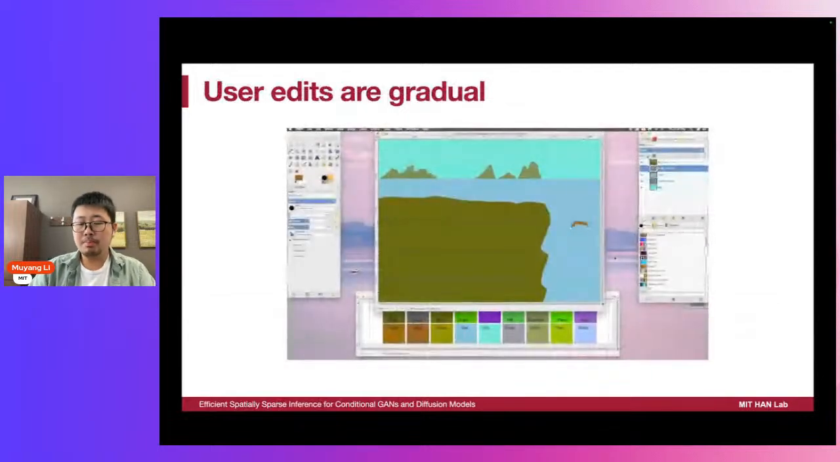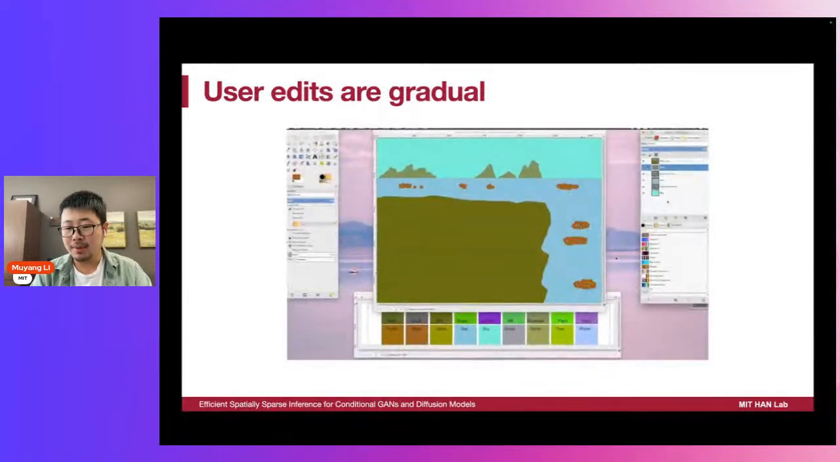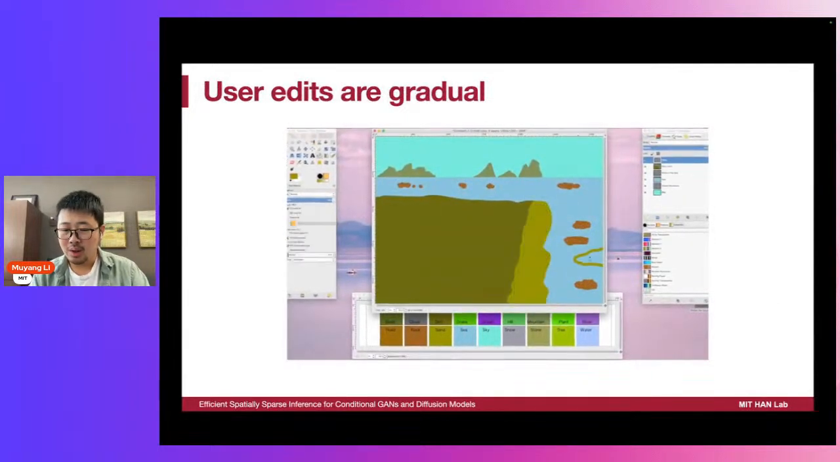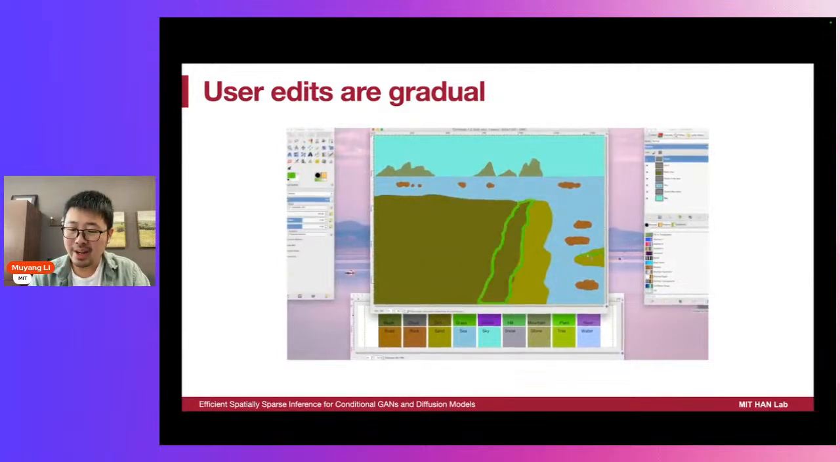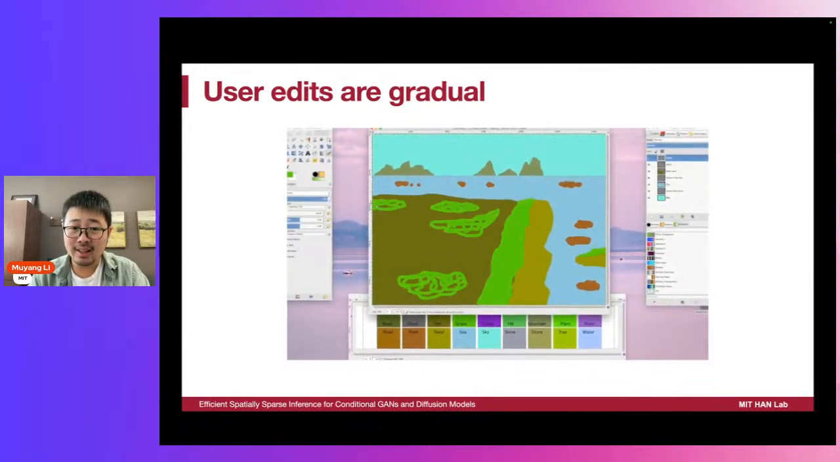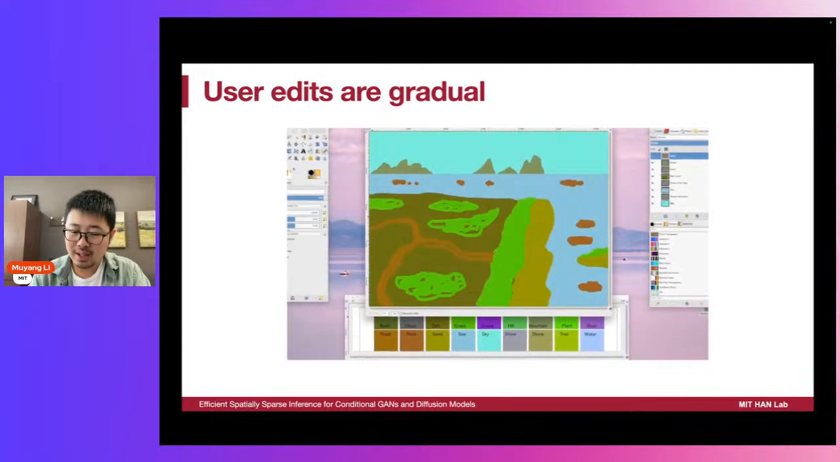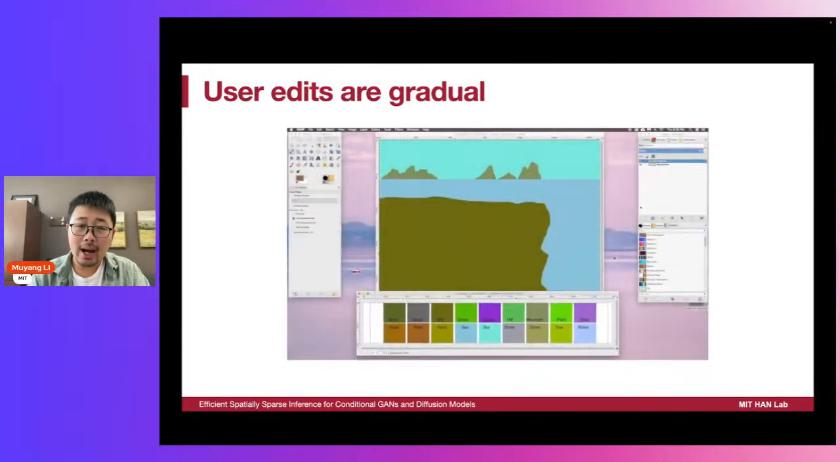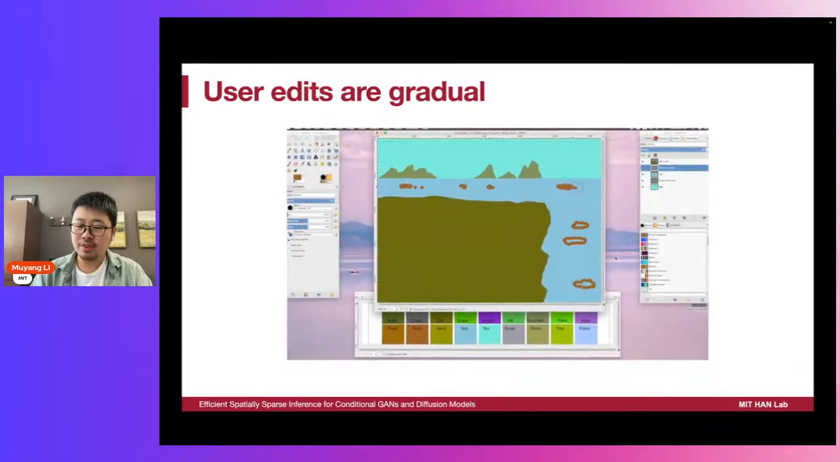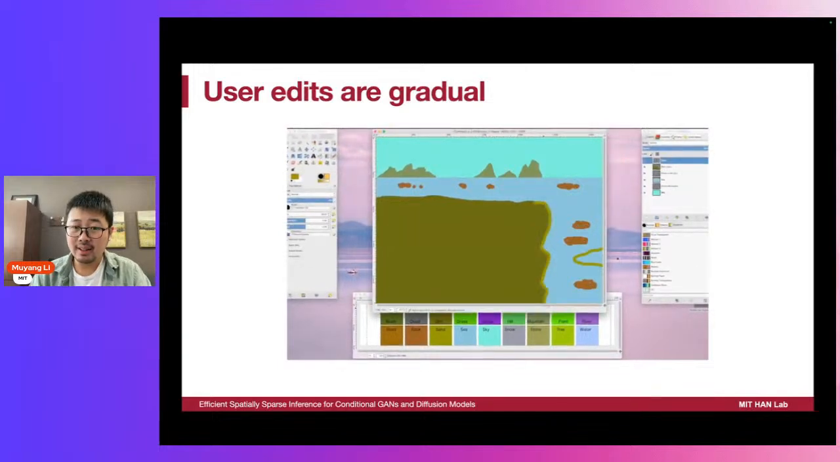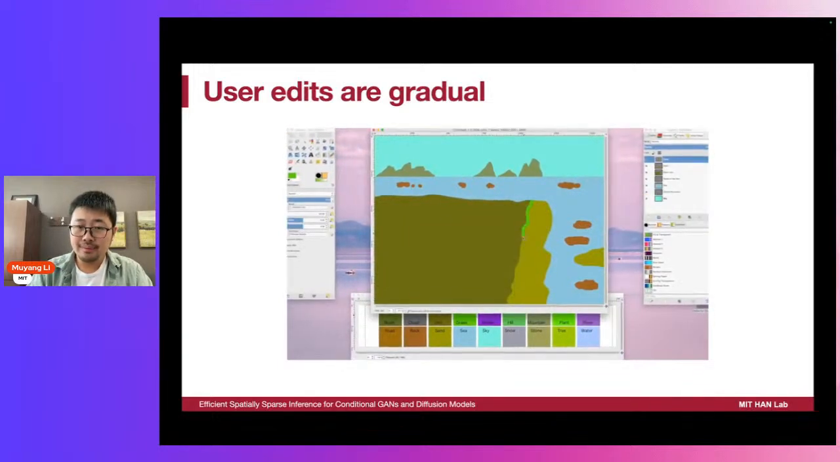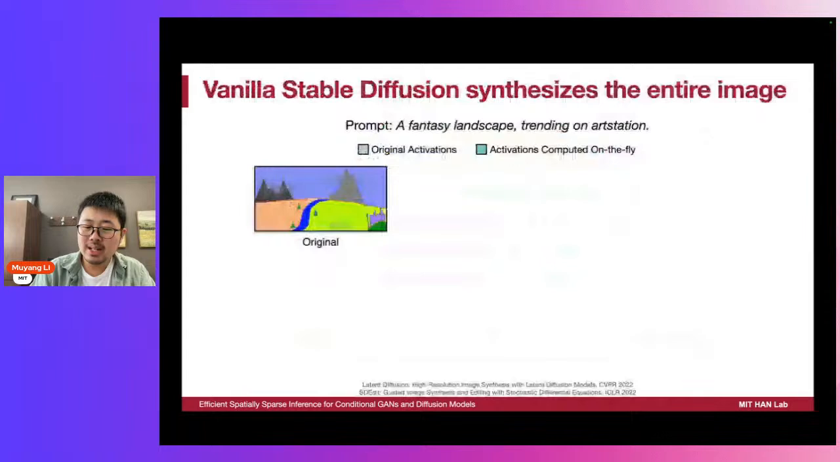Through the previous interactive demo and the current video, we can see that content creators often edit the images very gradually after finishing the background. And they only update small regions of the image at a time. Despite this fact, recent generative models tend to synthesize the entire image, even for minor edits.